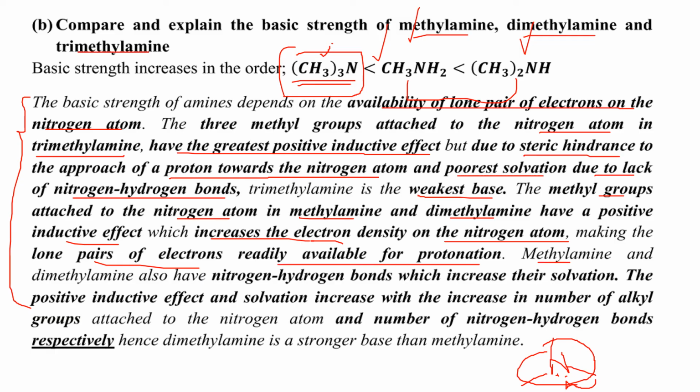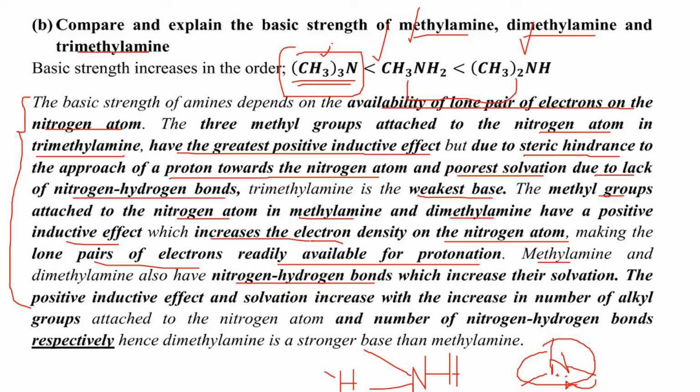However, methylamine and dimethylamine also have the nitrogen to hydrogen bonds that give them a high solvation, unlike trimethylamine. If you look at trimethylamine, it doesn't have any hydrogen bond anywhere, which makes it the weakest base still. For something to be a good base or a strong base, it must have the nitrogen to hydrogen bond. And after that, with the nitrogen to hydrogen bond, it must be attached to either one alkyl group or other alkyl groups.